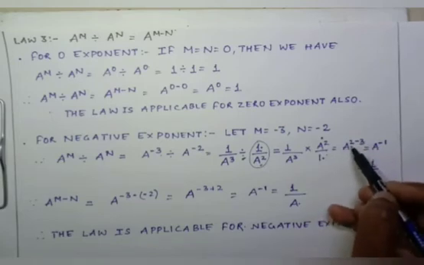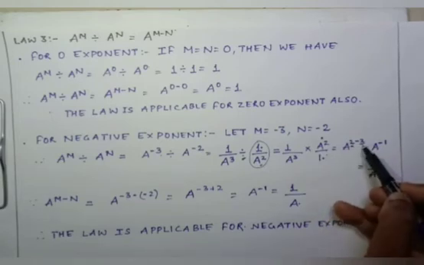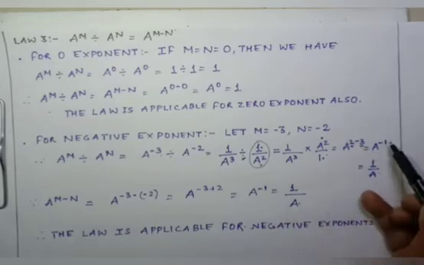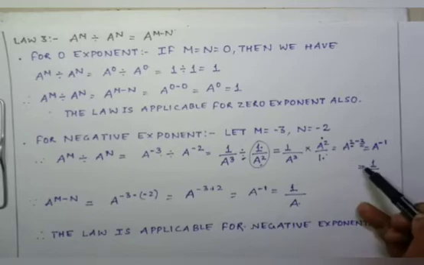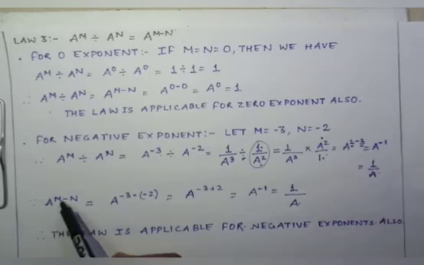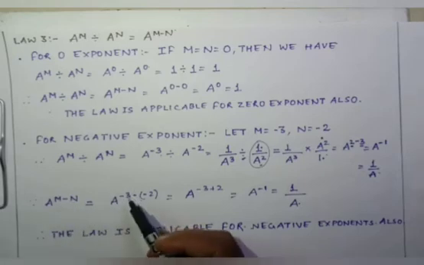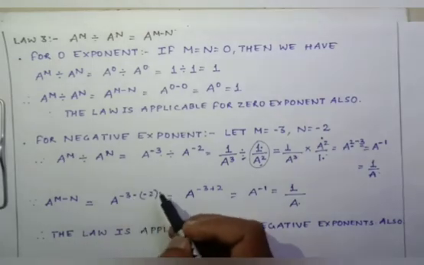Now over here you can see that m is less than n. So what the answer will be? A to the power minus 1, or we can write it 1 upon a. Therefore a to the power m minus n is equal to a to the power, what is the value of m? Minus 3 minus inside the bracket n.